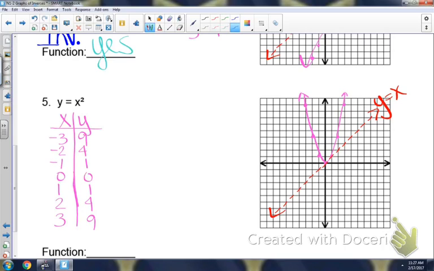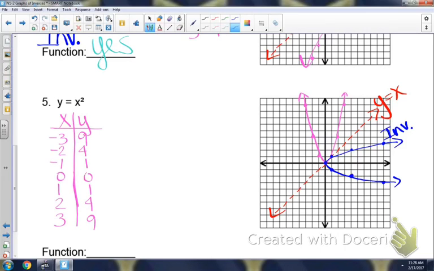So my first point will be 9, -3. 4, -2. 1, -1. 0, 0. 1, 1. 4, 2. And 9, 3. And that is my inverse. That was the second one that we graphed.